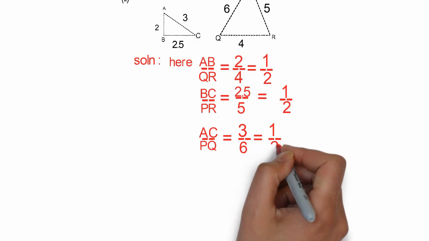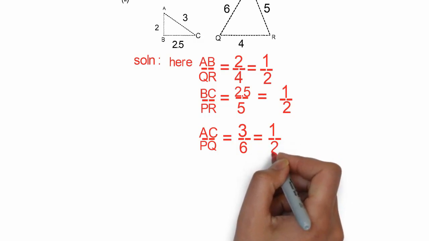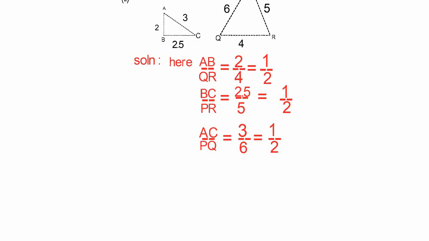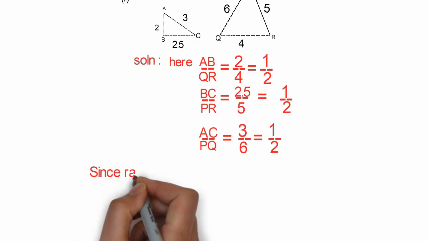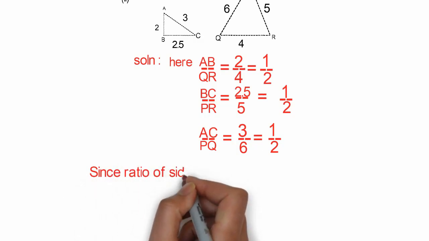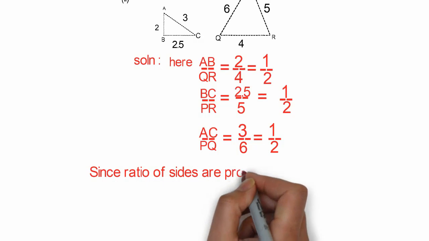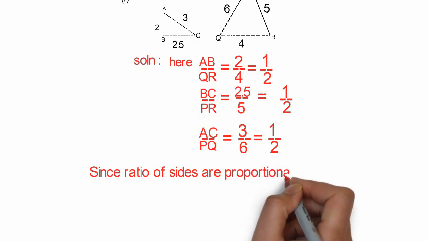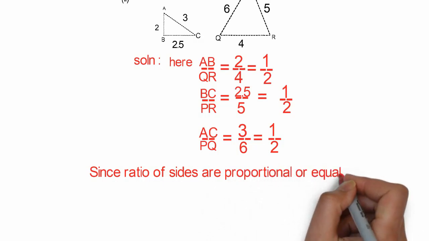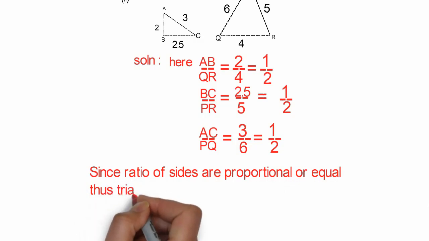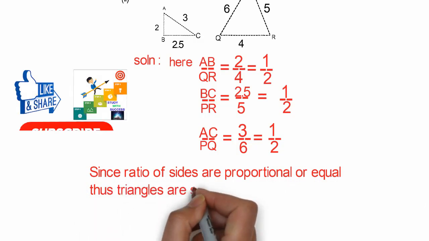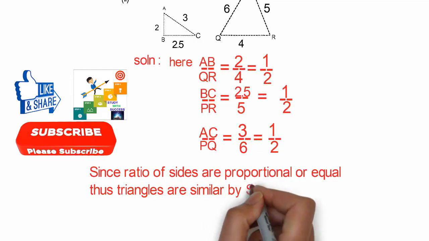If we observe, in all three we have the value equal to 1 upon 2. So since the ratios of the sides are proportional, meaning all the ratios are equal, thus the triangles are similar by the side criteria.